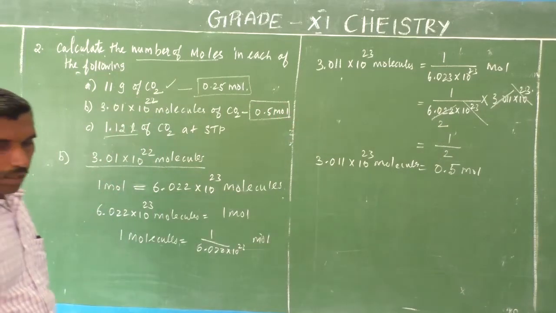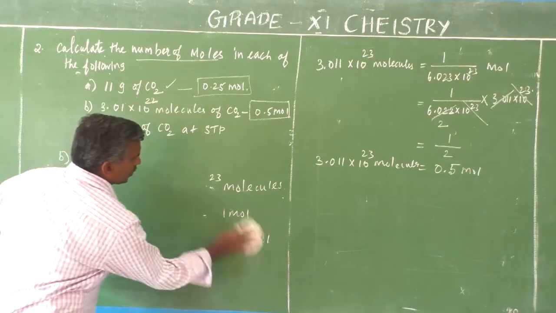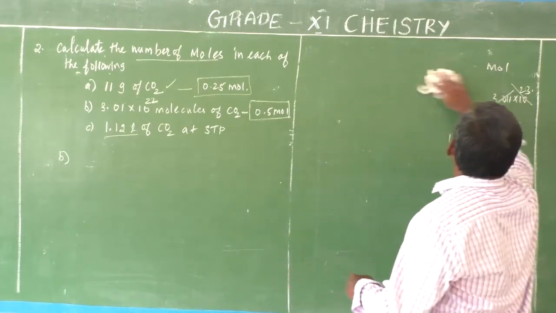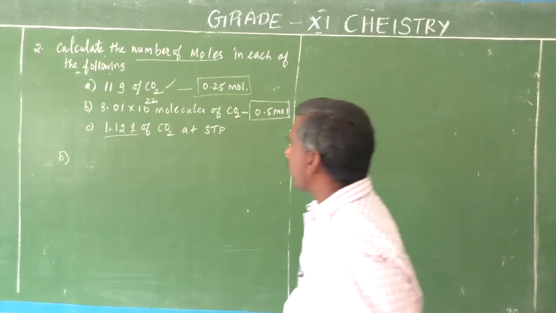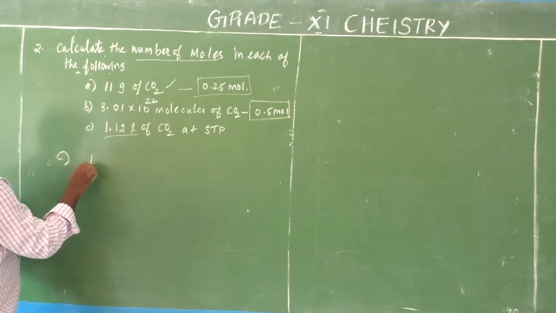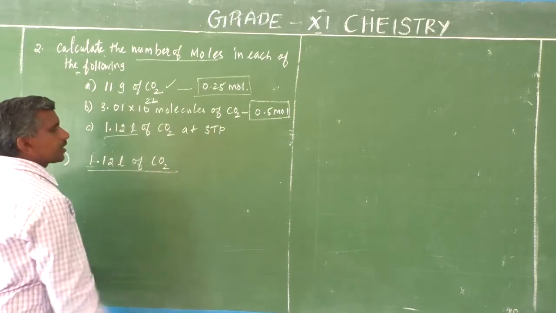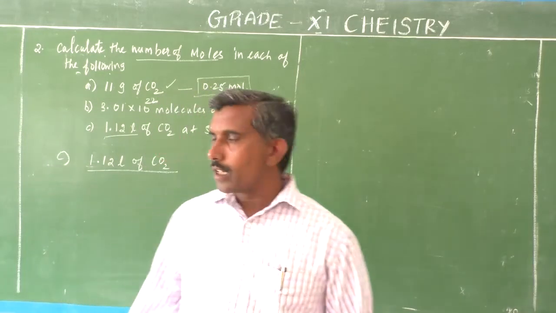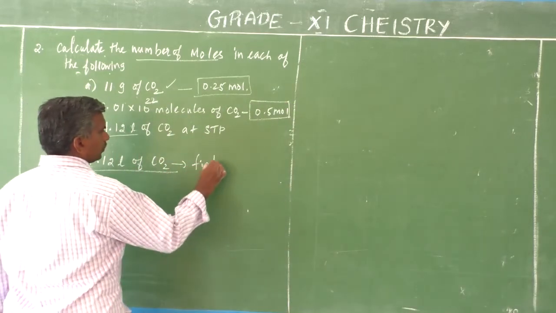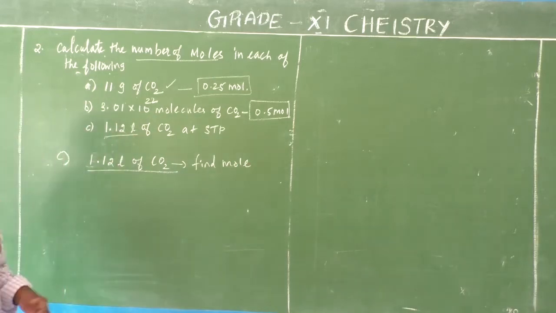Now, the third sum: the volume in liters is given, and you find the moles. Third question: 1.12 liter of carbon dioxide at STP, standard temperature and pressure. Here volume is given; find the mole. You know the molar volume.